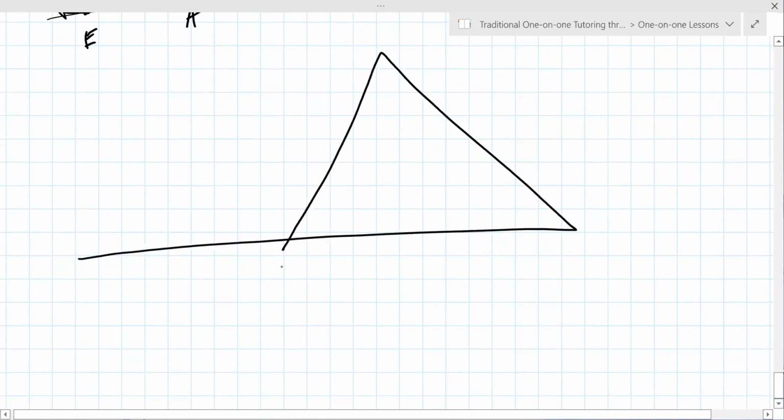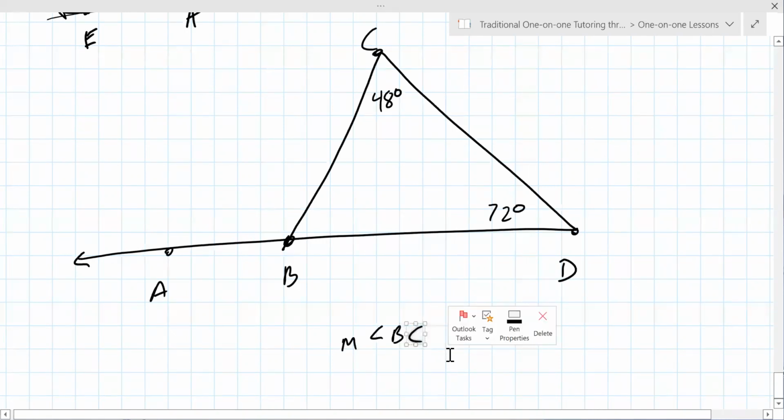Yeah. So let's do another one here. So we'll call this A, we'll just change the letters here to be difficult, C and D. And let's go with 48 degrees and then 72 degrees. I don't want you to find the measure of angle BC. I'm sorry, measure of angle CBD. Okay, go ahead and find CBD first for me.